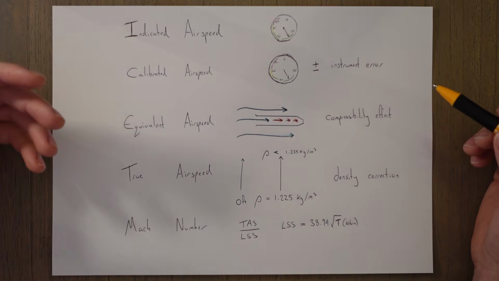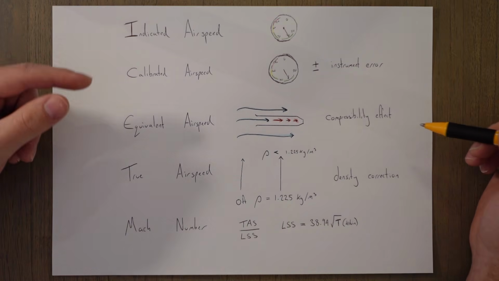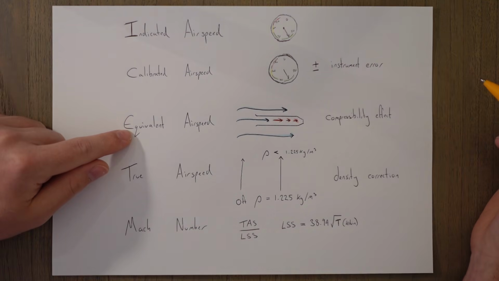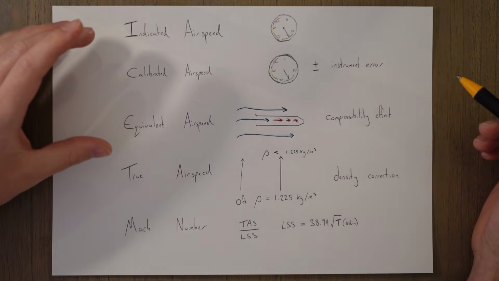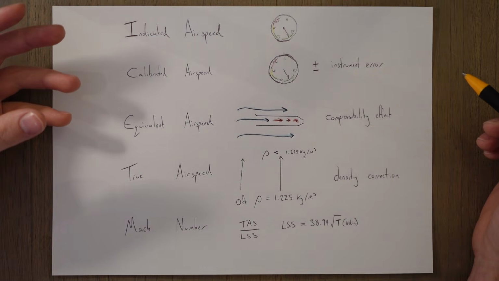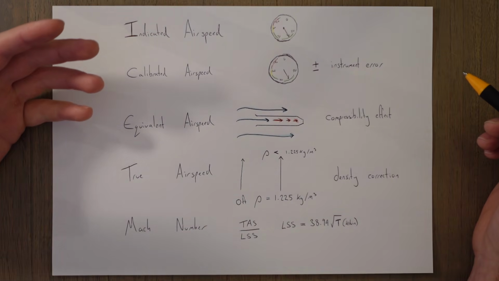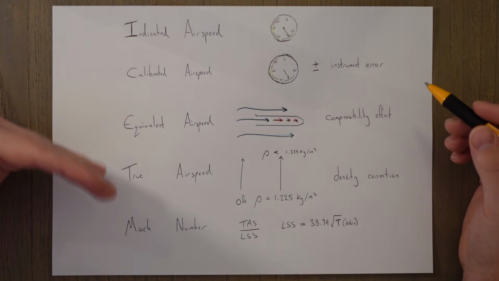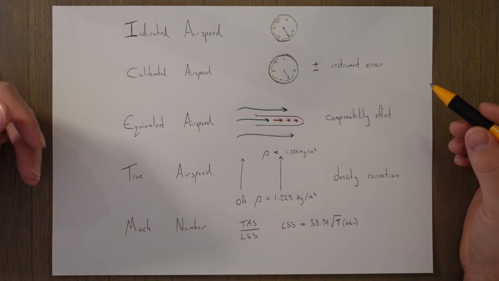If we correct for this compressibility effect, we can convert our calibrated airspeed into an equivalent airspeed. And that 300 knot value is something that you'll see on a CRP5 calculator, for example. You won't really apply corrections concerning compressibility until the true airspeed gets above 300 knots.